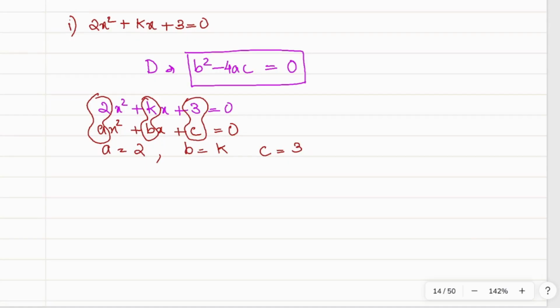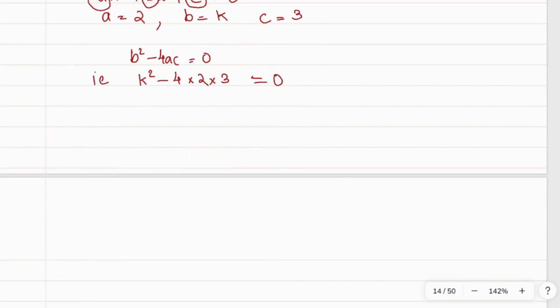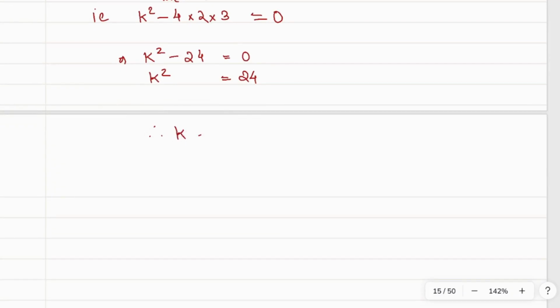We have to equate b square minus 4ac equal to 0. What is the b here? k square minus 4 into 2 into 3, this value we should equate to 0. Then that means k square minus 4 times 2 times 3, which is 24, equal to 0, right? That means k square equal to 24. Then therefore k equal to root of 24.